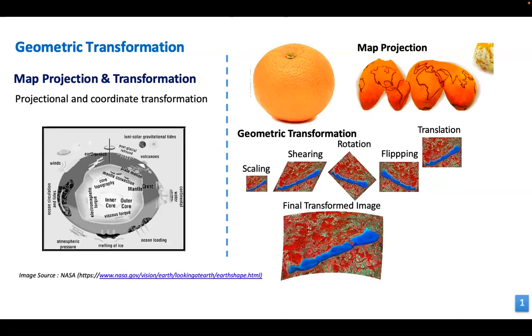Geometric transformation, map projections, and transformations like projectional and coordinate transformation. So the Earth is like a geoid. It is not round. Map projections can be transformed by scaling, shearing, rotation, flipping, translation, and then finally we have the transformed image.